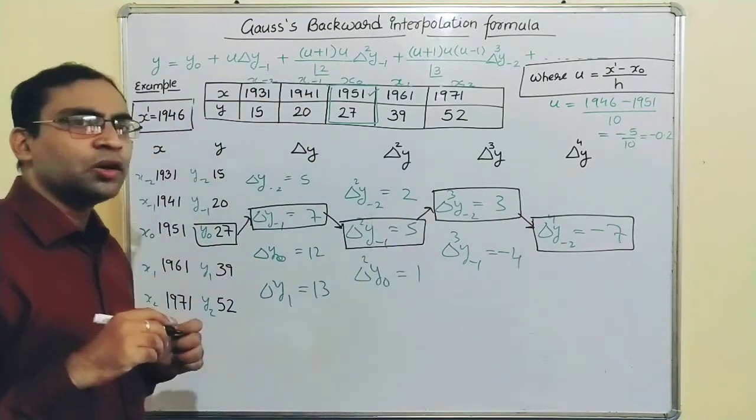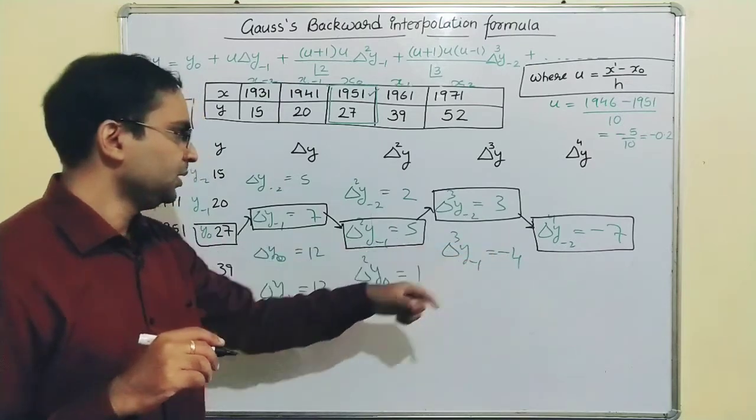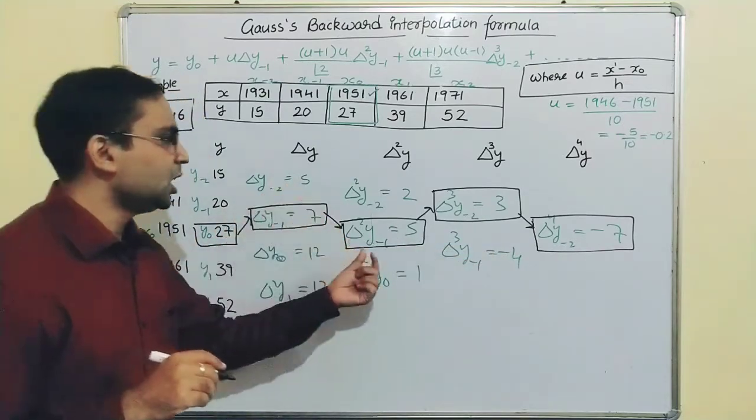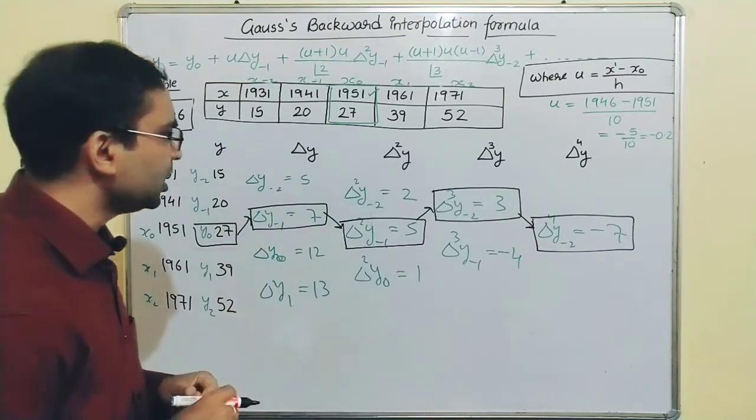Right, in the Gauss's forward, we just had the opposite. First we had down, then up, down, up. And this is the opposite pattern: up, down, up, down. So these are the values that we will be requiring. Let me keep these values safe somewhere.